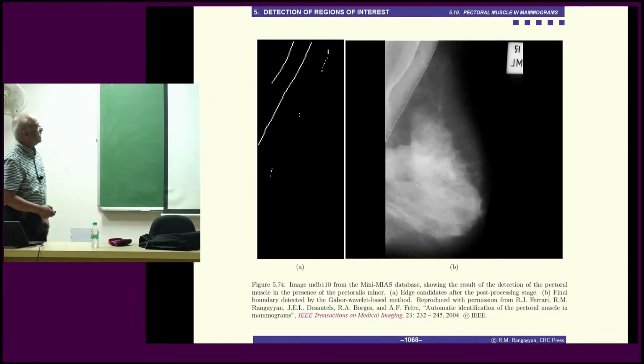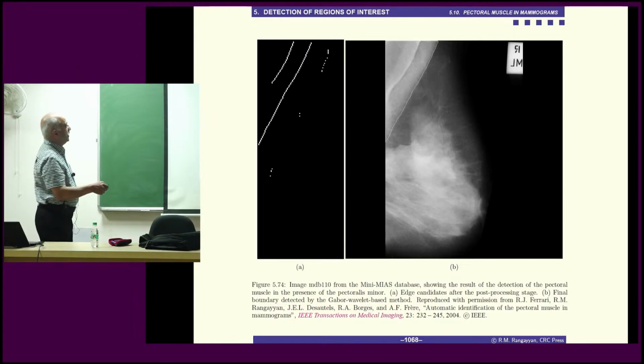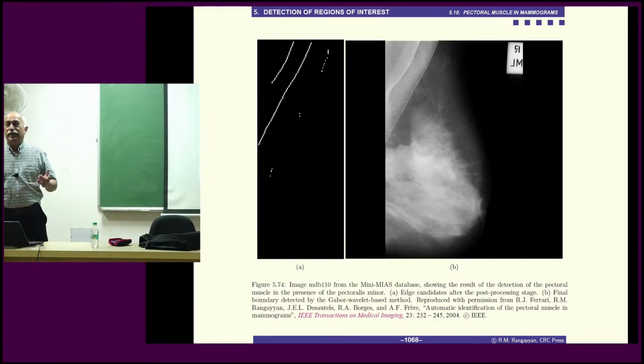In some cases, there could be two edges to the pectoral muscle. There could be a major muscle and a minor muscle, and then there could be confusion. But the method worked well. We got this edge here by choosing the longest line.